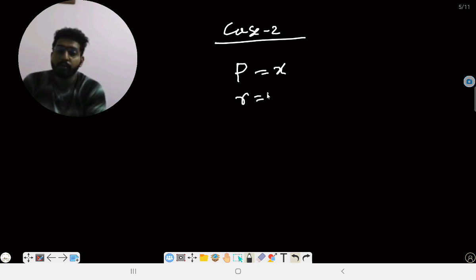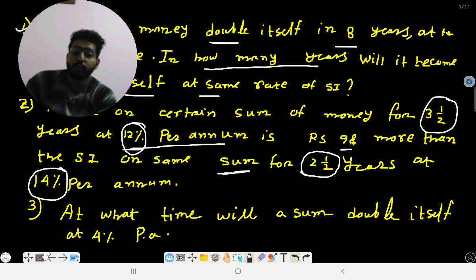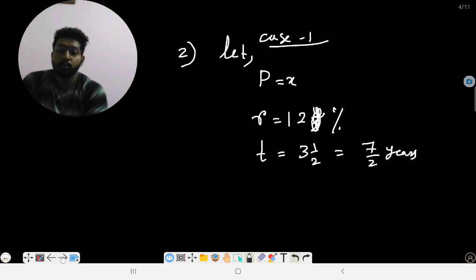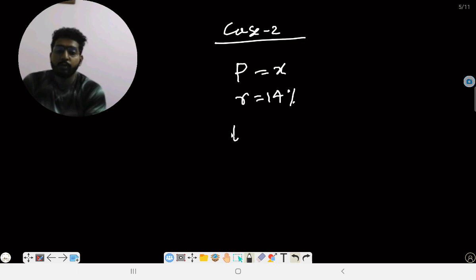Now in case 2, the principal will be the same x, the rate will be 14% and the time will be 2.5 years. So 2.5 years, that means 5 by 2 years. So that will be the time.